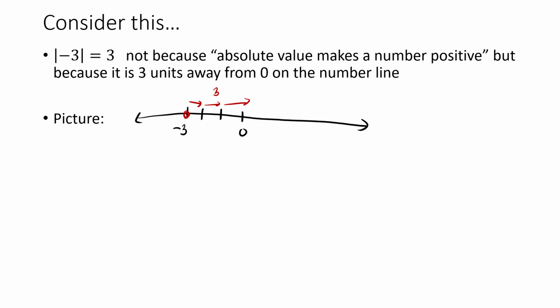This will also avoid another misconception students have, where they start to count the tick marks on the number line instead of the spaces. So they will end up counting, oh, there are 2 tick marks in between. I haven't really had students do this with absolute value, but I have had them do it with other number line problems. So the absolute value of -3 is 3, not because absolute value makes a number positive, but because it is 3 units away from 0.